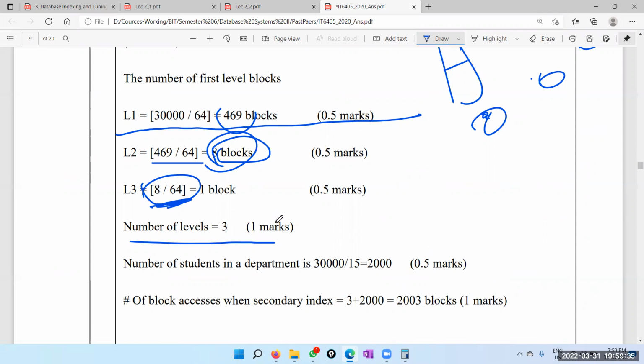Okay, so then number of students in the department is 30,000 divided by 15, which is roughly 2,000, because there are 30,000 students and there are 15 departments. So therefore, one department will have roughly 2,000 records.